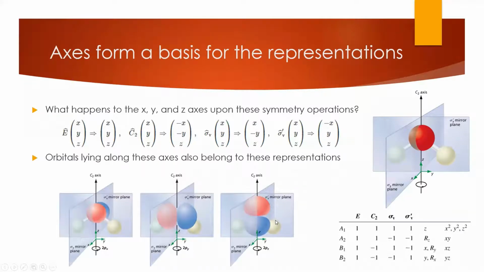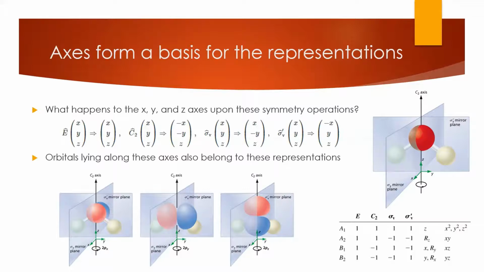And we can see, looking at the p orbitals, that this works pretty well. So our p orbitals that lie on the X, Y, and Z axes fit in with the x, y, and z axes in terms of their representation. So the px orbital is a member of the b1 representation, the py orbital is a member of the b2, and the pz orbital is a member of the a1 representation. And in the same way, a dxy orbital would be a member of the a2 representation, the dz squared, the a1, and so forth.